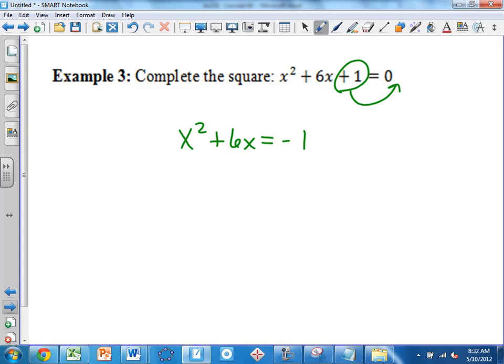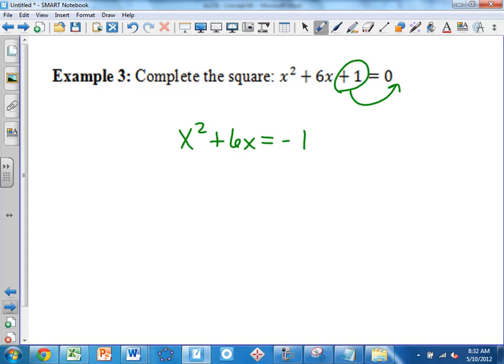Now, remember, when you move something over, you're just simply switching the sign. That's all you're doing. You do not have to remember to subtract and add anymore because now you guys are smart enough. Just switch the sign. Personally, I understand why they teach you subtract 1, but just switch the sign and move it over.